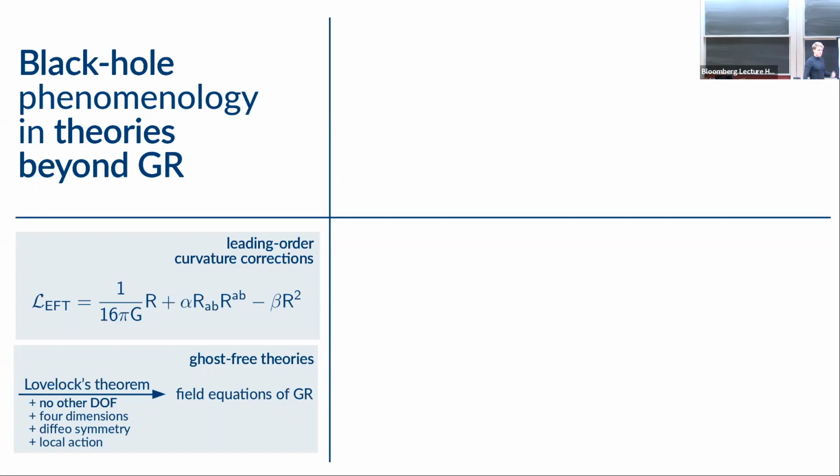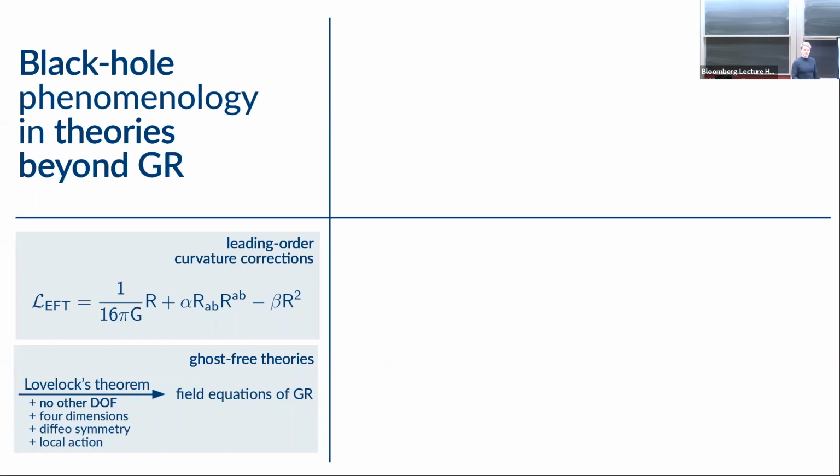Then there's a whole bunch of different ways of thinking about theories beyond GR, namely by trying to break the assumptions in a theorem by Lovelock. Lovelock has a theorem where you can rigorously prove that if you list a bunch of assumptions, one of them is no extra degrees of freedom, the other is 4 dimensions, and you want to preserve the symmetries of GR, diffeomorphism symmetry, and you want to have a local action principle. All these assumptions, then the field equations of GR are unique. They follow. There's nothing that you can do.